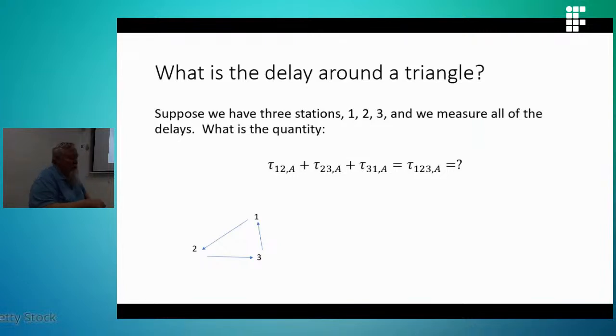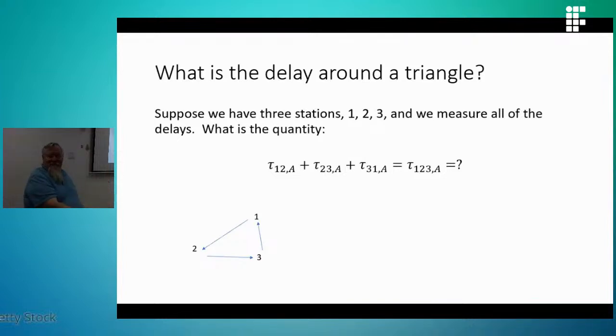Suppose I had a network with 3 stations at 1, 2, and 3. Now, I can measure the delay on each of these baselines. So I can measure the delay from 1 to 2, from 2 to 3, and from 3 to 1. I'll call that the triangle delay, because it's delay going all the way around the triangle.